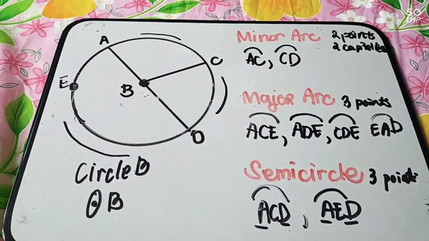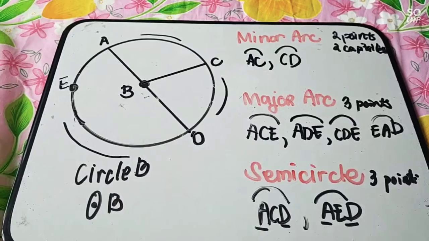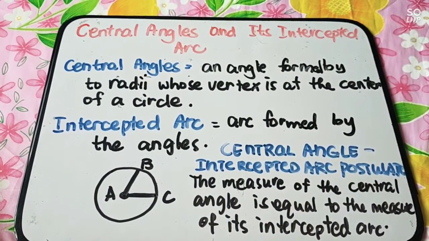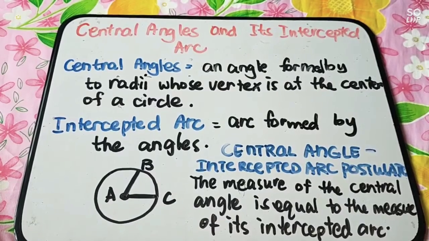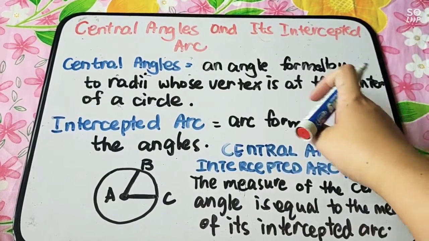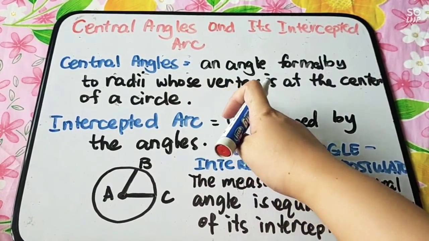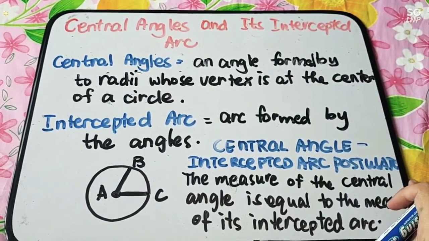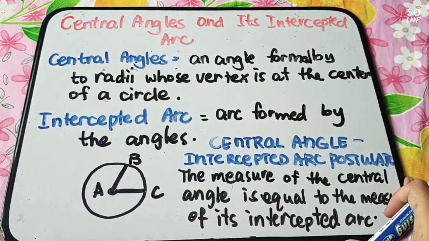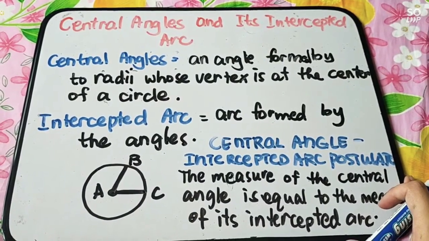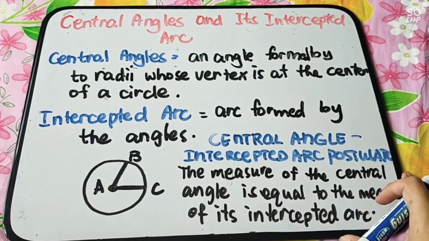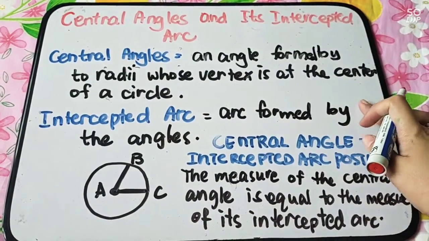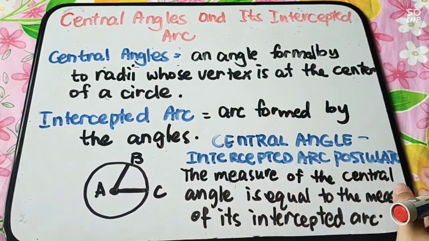Now, let's move with central angles. Central angles and its intercepted arc. So, when you say central angle, it's an angle formed by two radii whose vertex is at the center of a circle. So, ito composed of two radius. Then, yung kanyang vertex is nasa center. That is central angles. Then, intercepted arc formed by the angles.